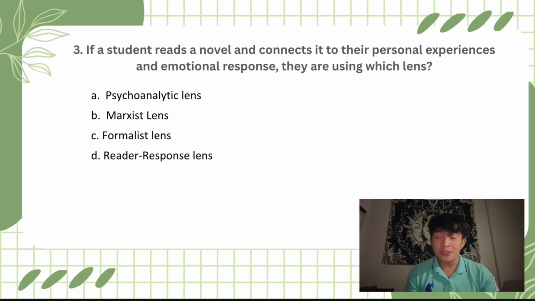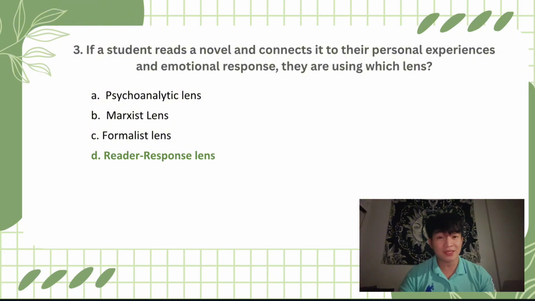And the correct answer is letter D. It is because reader response focuses on how the reader feels and what personal experiences they bring to the story. So the meaning of the literary text depends on the feelings and personal experiences of the reader. Now, let's take a look at the other options, why they are wrong. First, let's have letter A, psychoanalytic lens.